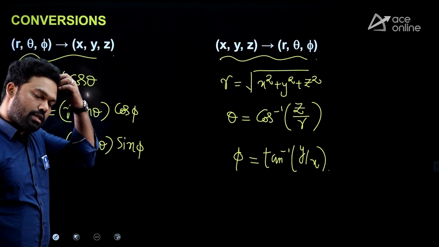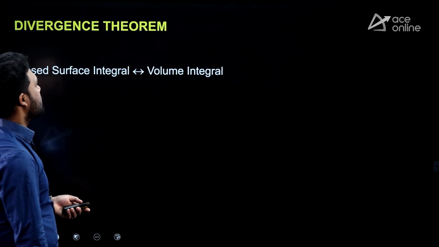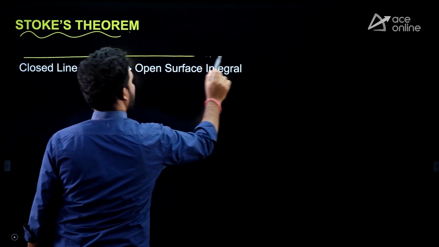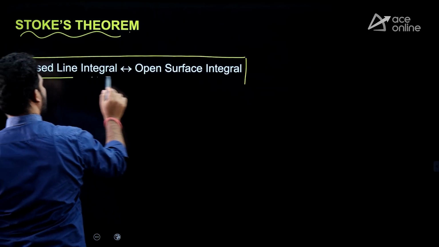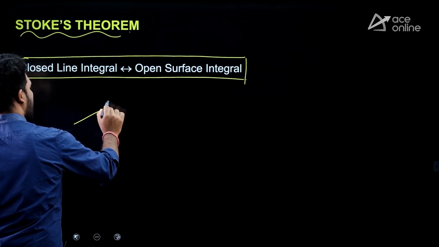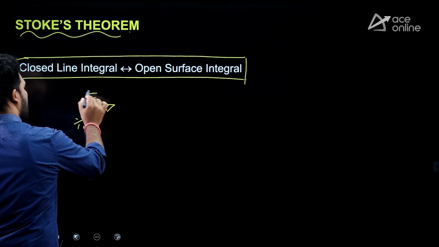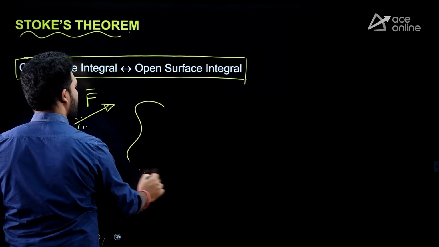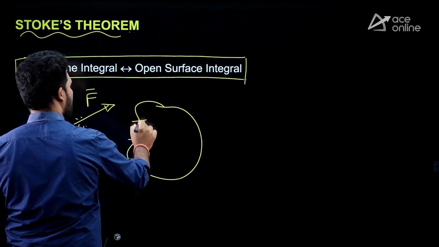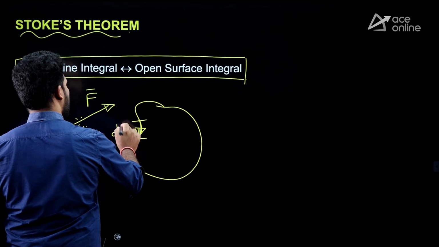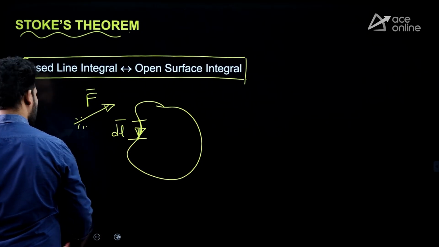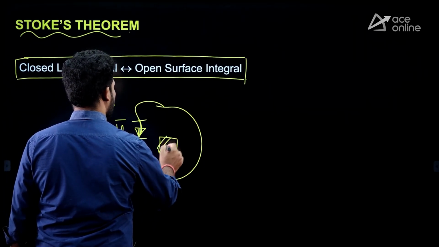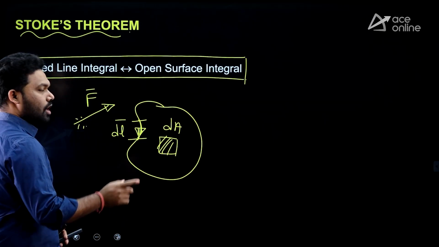Next, the other thing you need to remember here is the Stokes theorem and divergence theorem. What is the Stokes theorem going to do? Stokes theorem is going to relate a closed line integral with an open surface integral. Clear? So let us consider the vector field F here. When I draw a single vector field, you have to assume that in this region there is a vector field. Now there is a closed line integral here. So this is dl. This is the line direction. Inside this one there is an area dA. So you have to decide the normal direction.